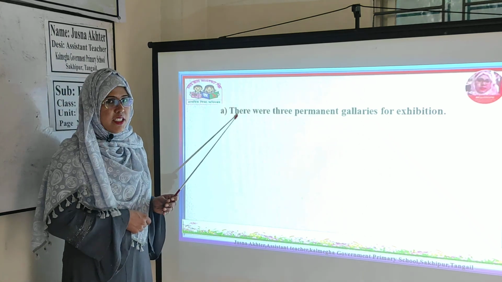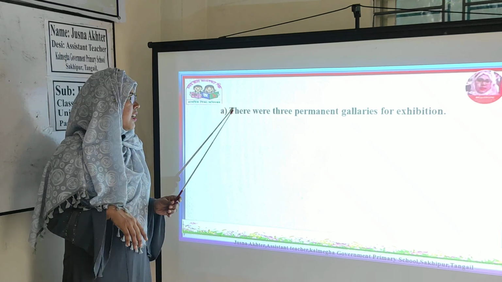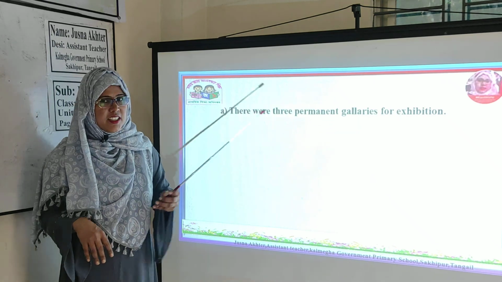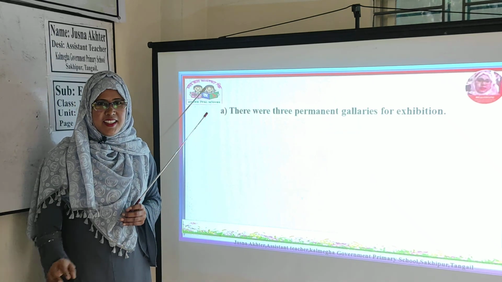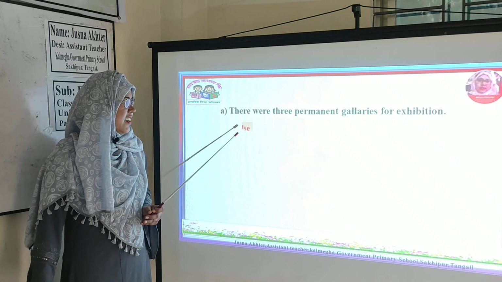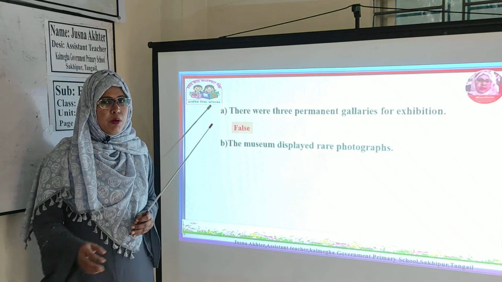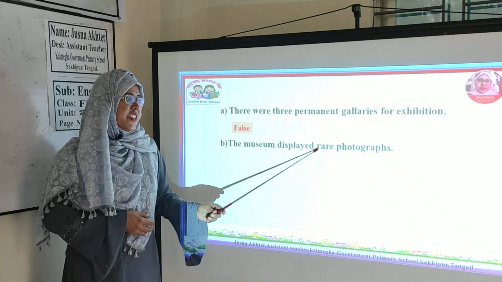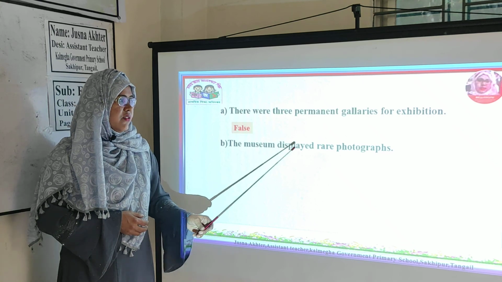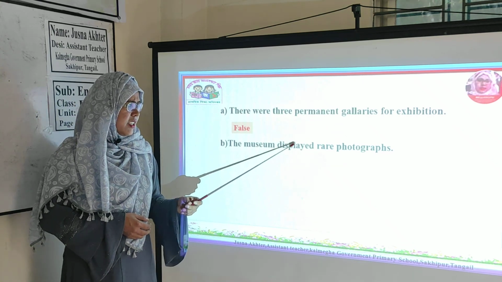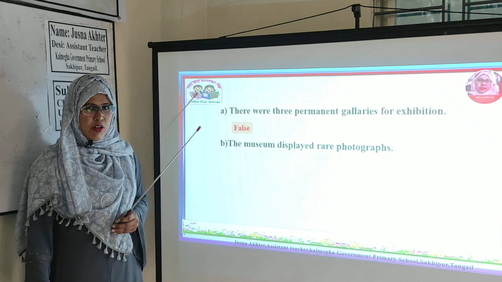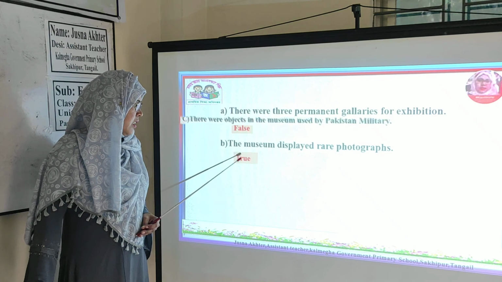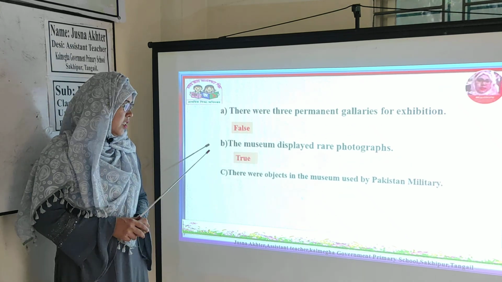Now the first statement is for you, my dear super learners. There were 3 permanent galleries for exhibition. Is this statement correct? False. Now the second statement: the museum displayed rare photographs. Is this statement wrong or correct? Excellent, true.